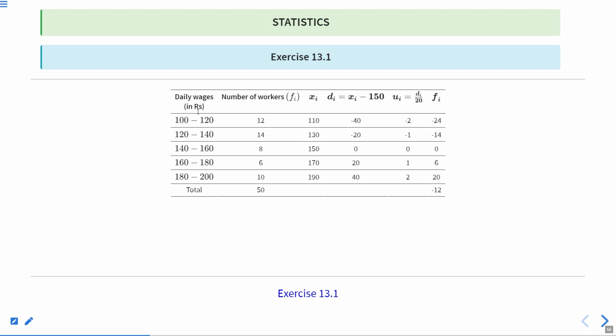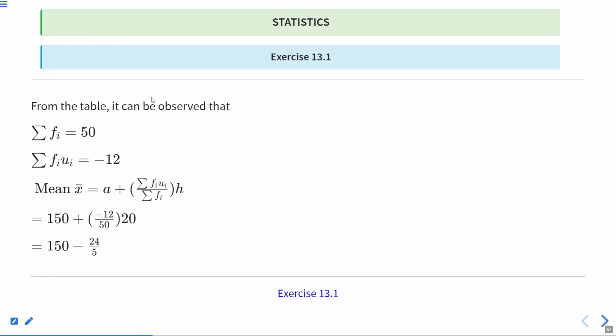So here, daily wages in class interval, number of workers, here we have xi, here we have di, that is xi minus 150, and here we have ui, that is di by 20, and here we have fi. So we can calculate all these values. Summation fi is 50, and summation fi ui is equal to minus 12.